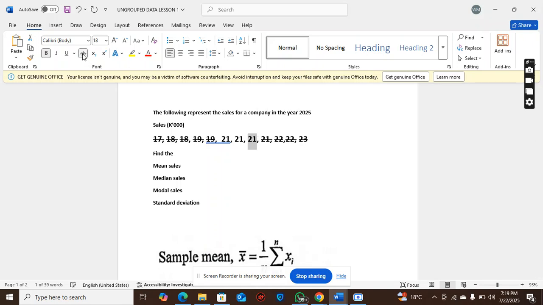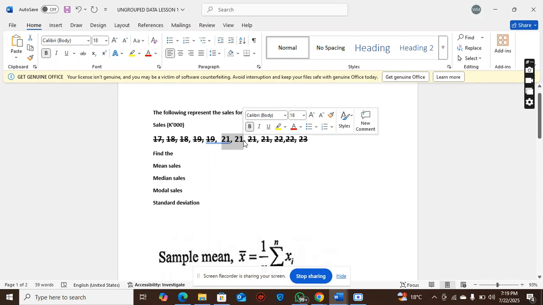Okay. So in the middle, we have two numbers here. So we're just going to add them and then divide by 2. All right. So 21 plus 21, that is 42. 42 divided by 2, that is 21. So our median sales are 21,000 kwacha. So 50% of the sales are above 21,000 and 50% of the sales are below 21,000. Any questions?